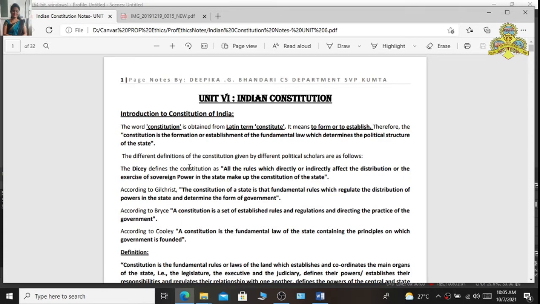Different definitions of the constitution are given by different political scholars. According to Dicey, the constitution means all the rules which directly or indirectly affect the distribution or exercise of sovereign power in the state. According to Gilchrist, the constitution means the fundamental rules which regulate the distribution of powers in the state and determine the form of the government. According to Bryce, constitution means a set of established rules and regulations.